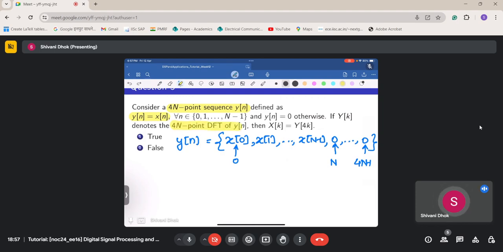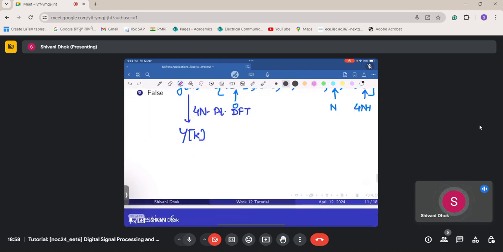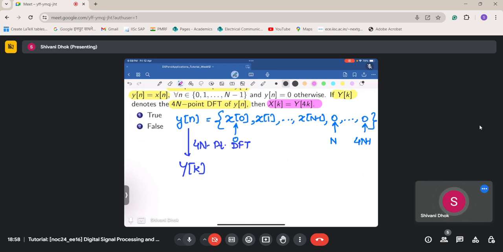Now this y[n] has a 4N-point DFT, Y[k]. It is said that X[k] is Y[4k], and we need to figure out whether this is true or not. Okay, so let us first start with the definition of Y[k].